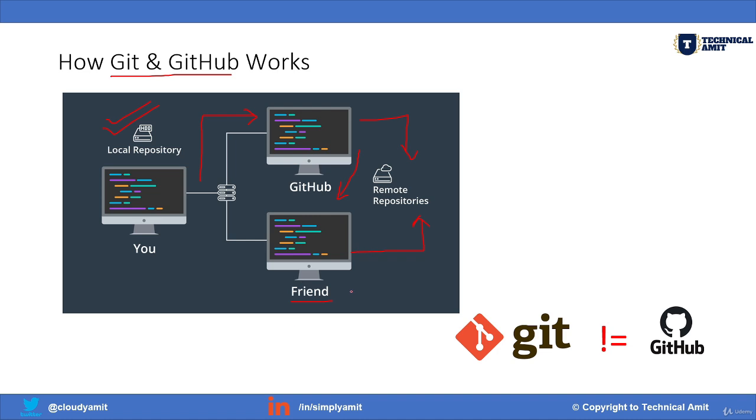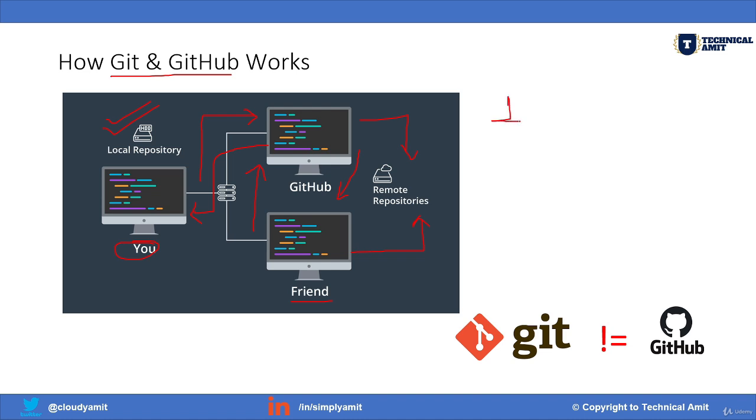Now they can develop anything. Your system will not be impacted. There will not be any changes. Once they are done with their work, they will again push the changes to GitHub, and from there you can pull the changes to your machine. So whatever they had on their PC, you now have in your local repository. So that is how Git and GitHub work.